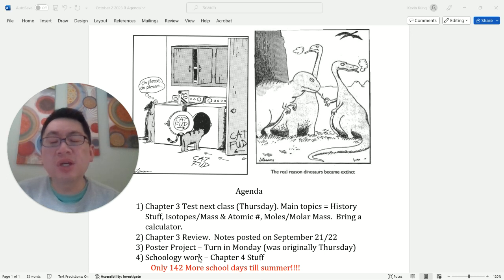Another thing: the poster project was originally supposed to be due this week, Thursday. Bring it Monday. Let's not worry about having a project and a test on the same day. The test is next class, Thursday, but the project, you can bring in on Monday. Basically, you got an extra weekend. So the poster project, you turn it in on Monday. Originally, it was supposed to be Thursday.